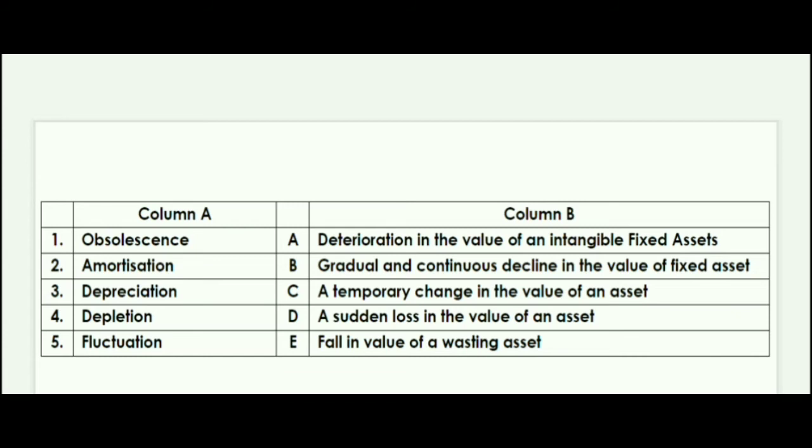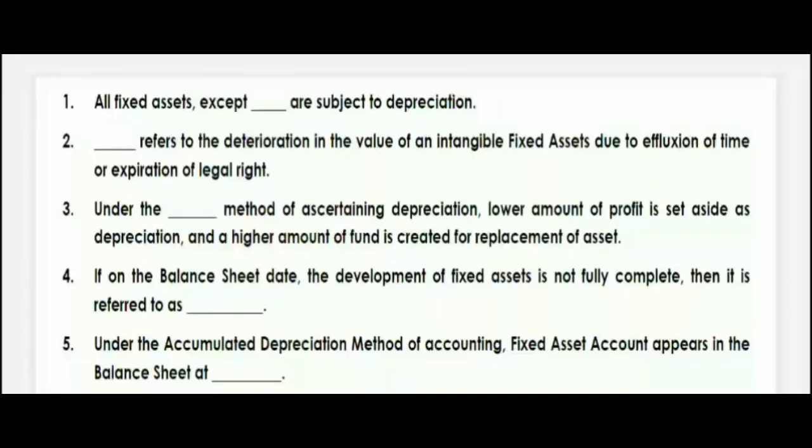I repeat, obsolescence, option D, was the correct answer. That is a sudden loss in the value of an asset. Amortization, you know very well, is deterioration in the value of an intangible fixed asset. Then depreciation is gradual and continuous decline in the value of a fixed asset. Then depletion is fall in value of a wasting asset, and fluctuation is a temporary change in the value of an asset. These are the answers. So let's see the next.